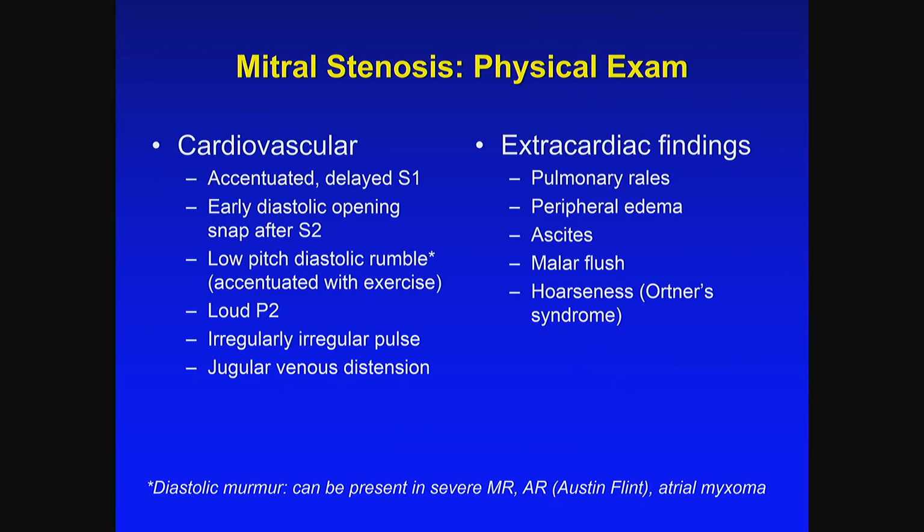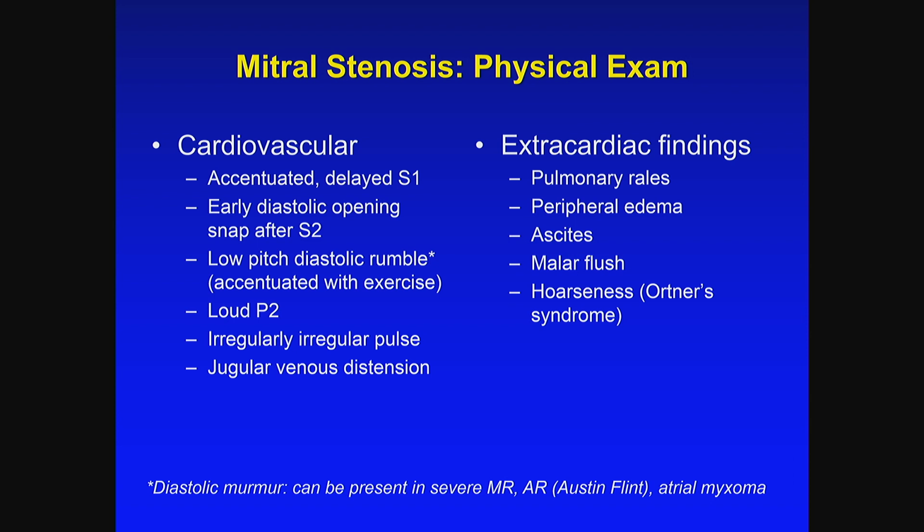The clinical exam is very important in the recognition of mitral stenosis. Cardiovascular findings include an accentuated delayed S2, which is mitral valve closure, an early diastolic opening snap after S2, a low-pitched diastolic rumble that can be accentuated in exercise, and the diastolic murmur of stenosis is best appreciated in the left lateral decubitus position at end expiration with the bell rather than the diaphragm of the stethoscope. There can be a loud P2 signifying pulmonary hypertension, or even an irregular pulse with atrial fibrillation.